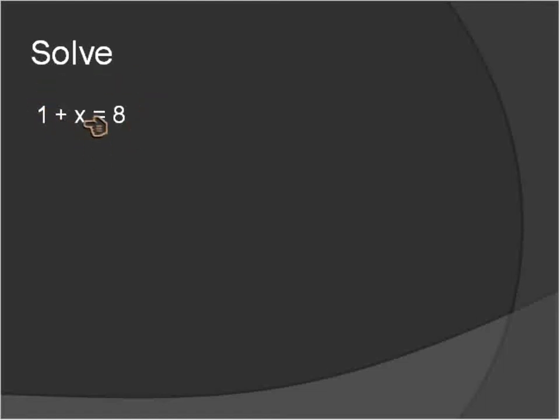So first of all, we're going to try and get x completely by itself. To do that, we're going to get rid of this 1. Or in other words, we're going to subtract 1 from both sides of the equal sign. See, 1 plus x minus 1, and then 8 minus 1. Whatever you do to one side, you do to the other side of the equal sign. And that gets rid of this, because 1 minus 1 is 0. We're left with x by itself on the left side, and 8 minus 1 is 7.